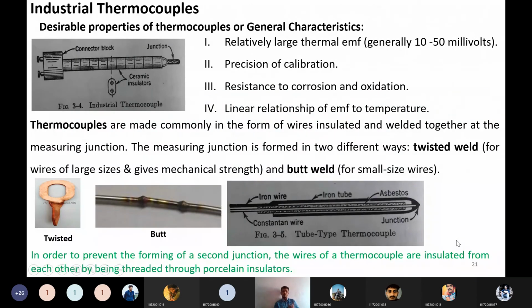Then industrial thermocouples: today we have covered this topic. There are certain desirable properties as well, and all that. Today we already covered this, so I'm not going to cover it once again.